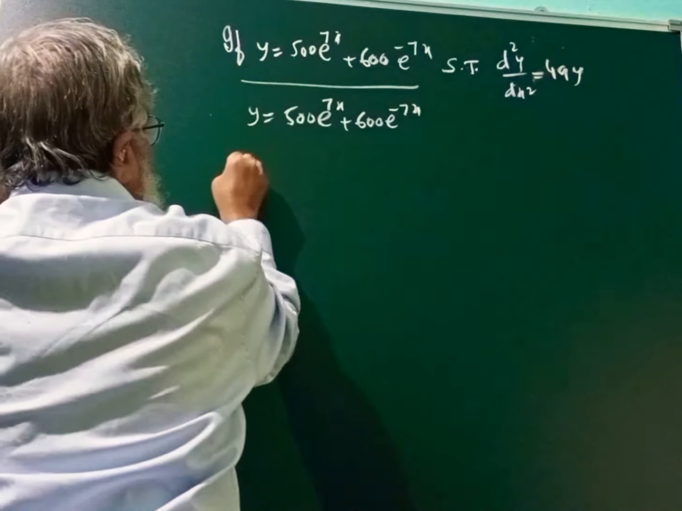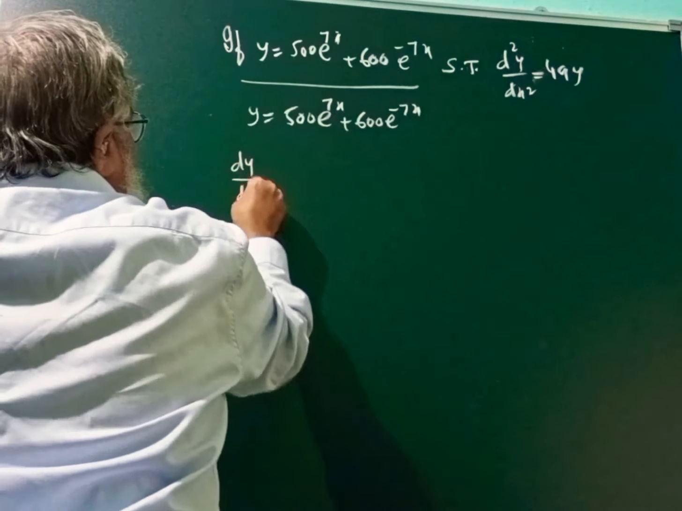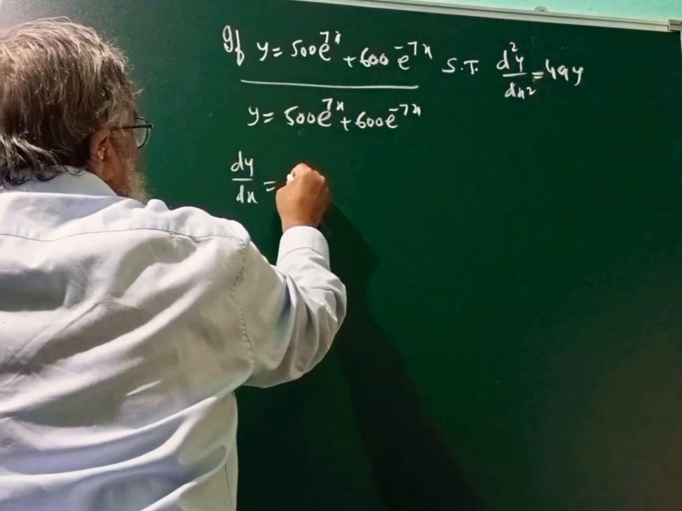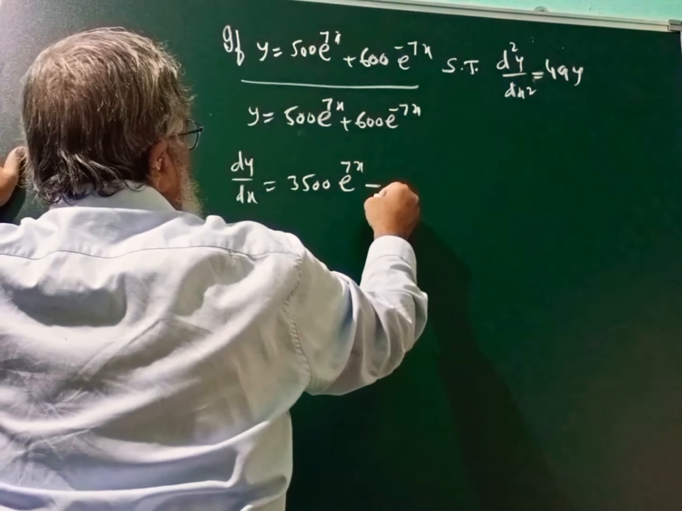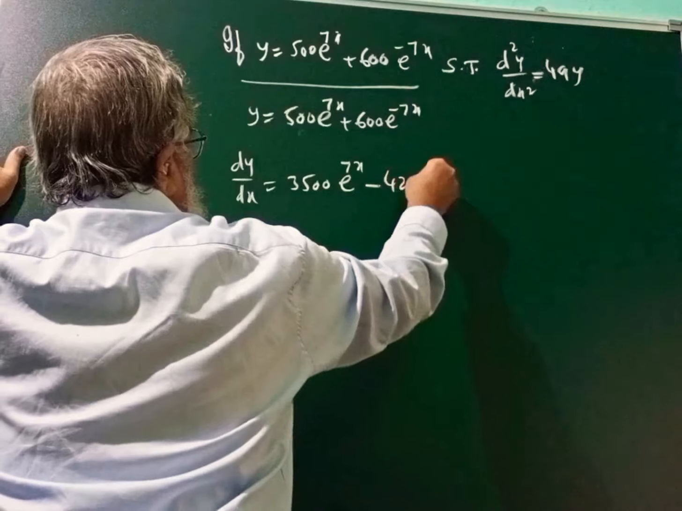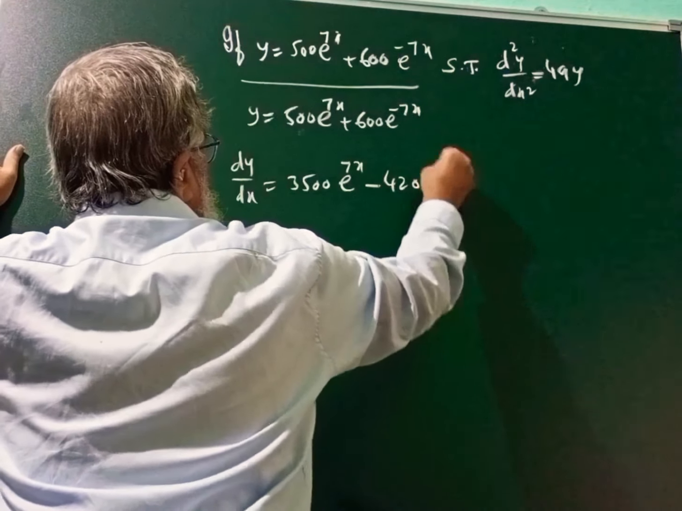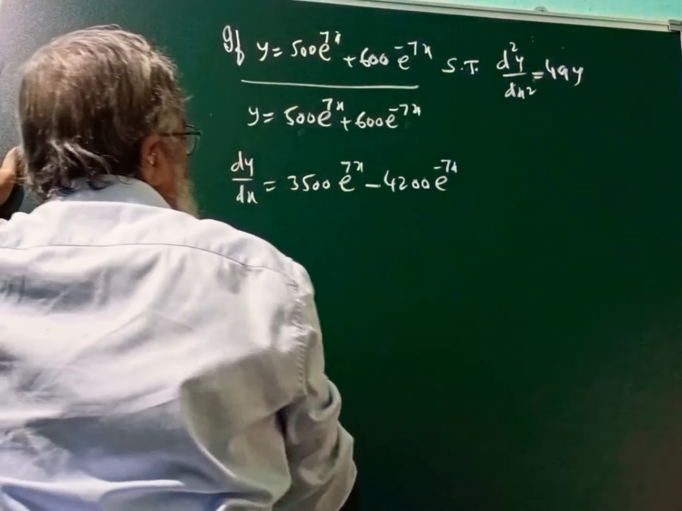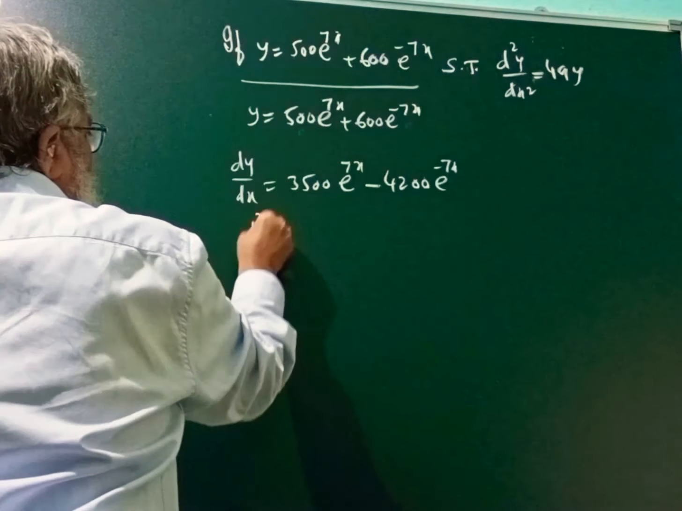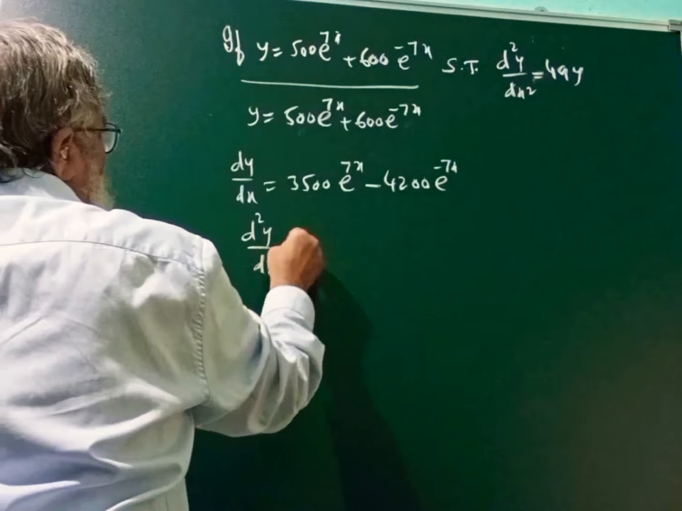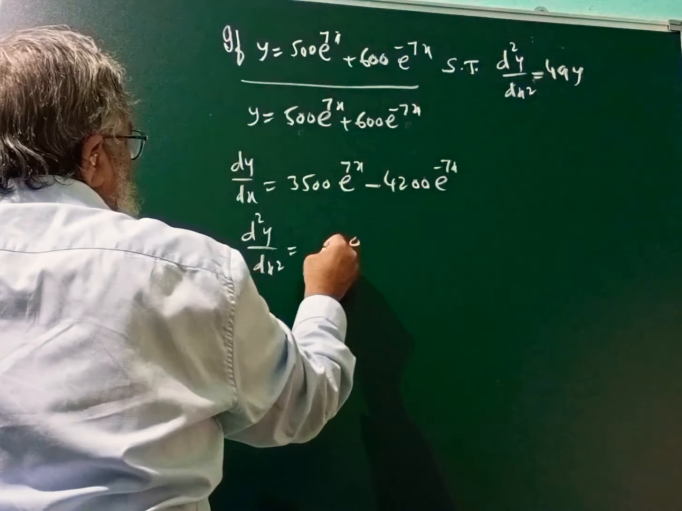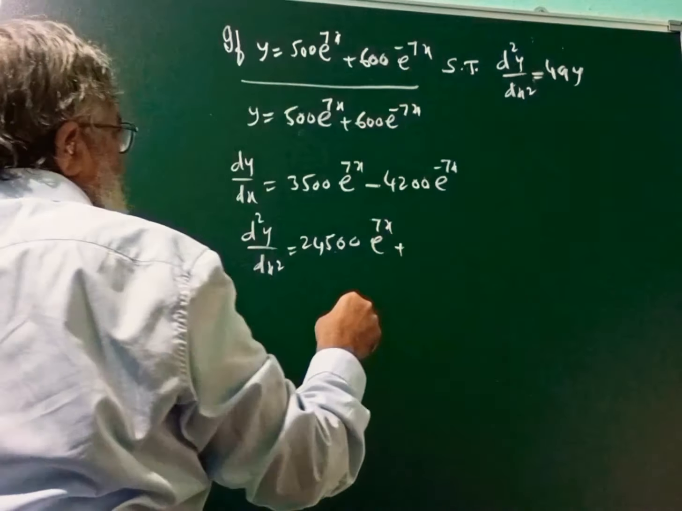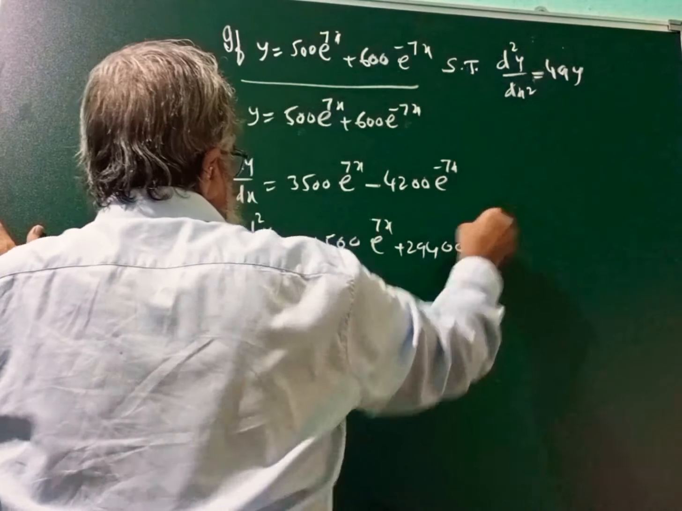Now differentiate dy by dx. 500 is constant, and the derivative of 7x is 7, which is multiplied. And here, minus 4200 e raised to minus 7x, because minus 7 is multiplied. One more differentiation, d square y by dx square, that is minus into minus, e raised to minus 7x.